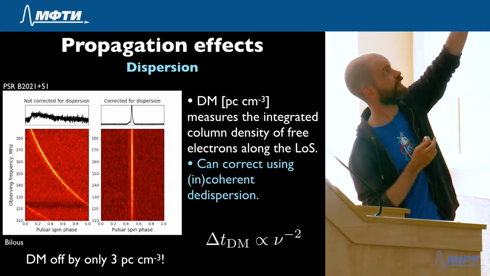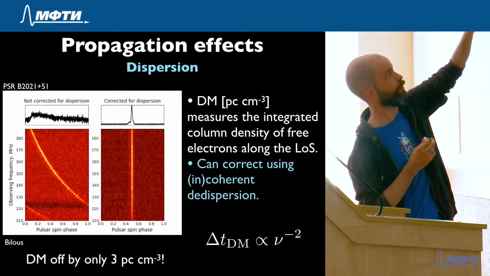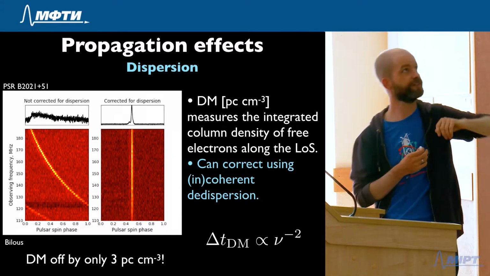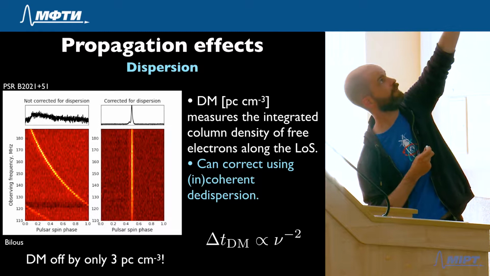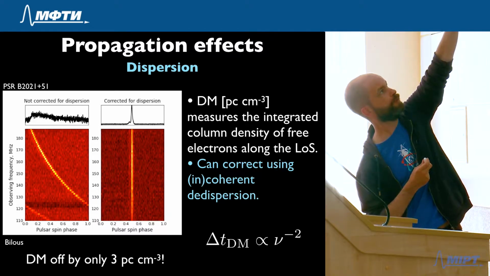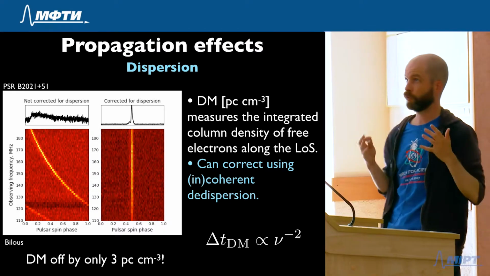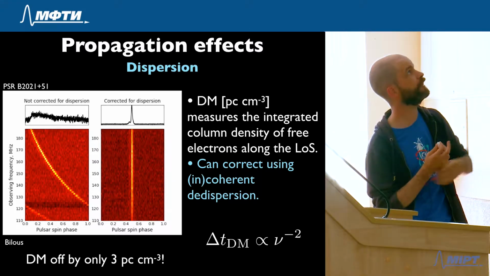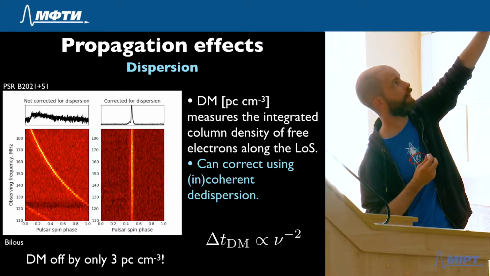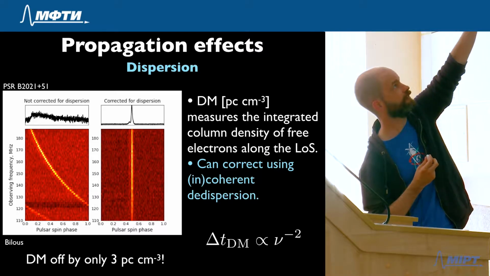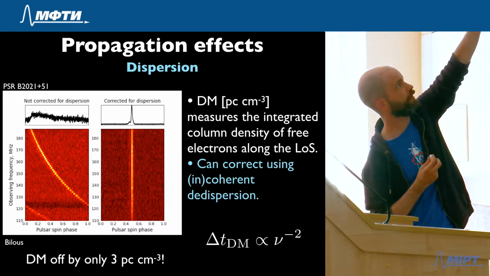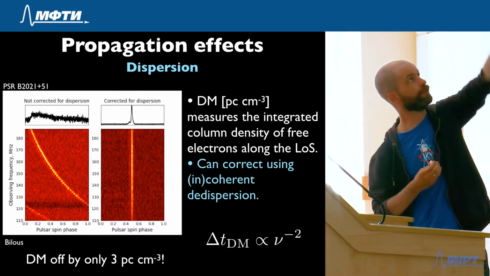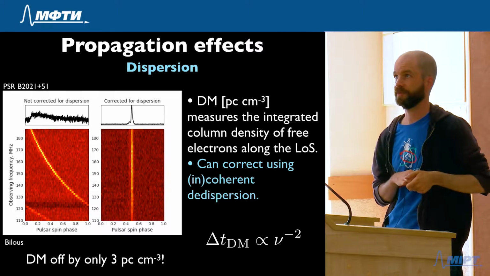So on the left-hand side is how the data would actually appear. If we're observing, say, from 110 to 190 megahertz radio frequencies with a telescope like LOFAR, the pulse from a pulsar will be swept. It will be swept quadratically because the delay in time is proportional to frequency squared. In this case, you can see that the signal is always arriving later at lower frequencies. And if we correct for this effect, then we can straighten out the signal so that it arrives at the same time at all frequencies.